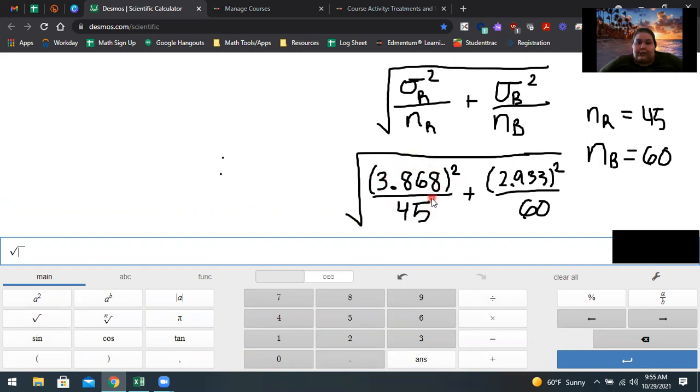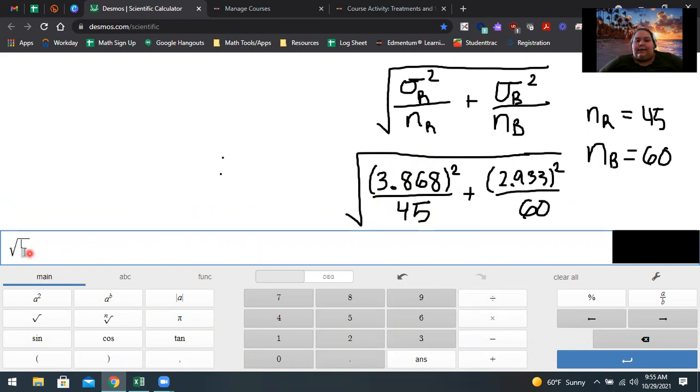You have a fraction set up first. So I'm going to hit the divide button and that's going to set up my fraction. The next thing is I'm going to do the top part of the fraction, my numerator. So I'm going to start it with parentheses. Again, we have the square root, we hit the divide button to set up our fraction, and I'm going to start with the parentheses.